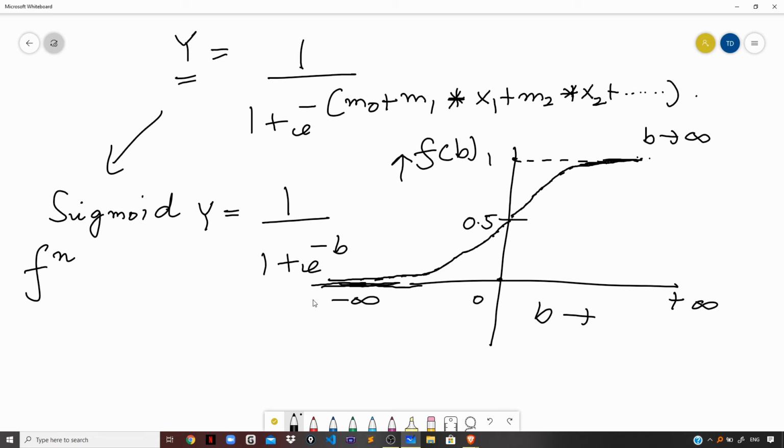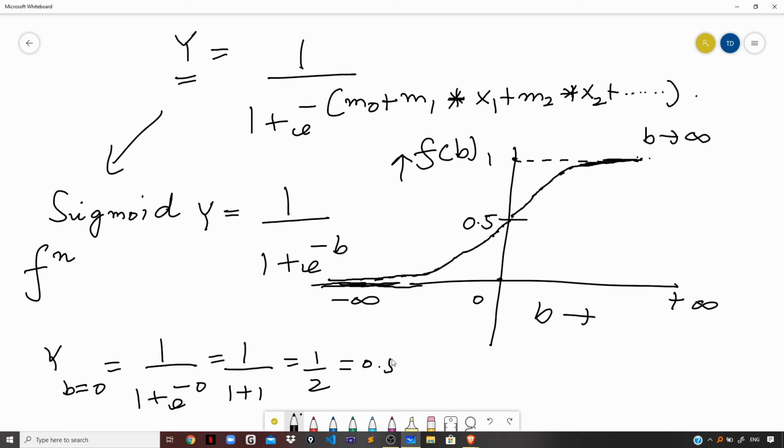Okay. And if your b is 0, f(b) will be 0.5. In the equation, if you put b as 0, so y when b is 0, you will get 1 upon 1 plus e raised to power of minus 0, which is 1 by 1 plus 1, which is 1 by 2, or you can say 0.5.